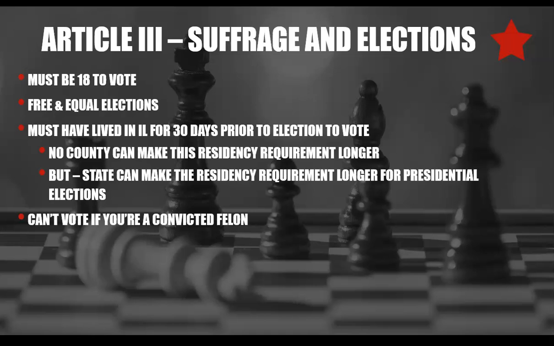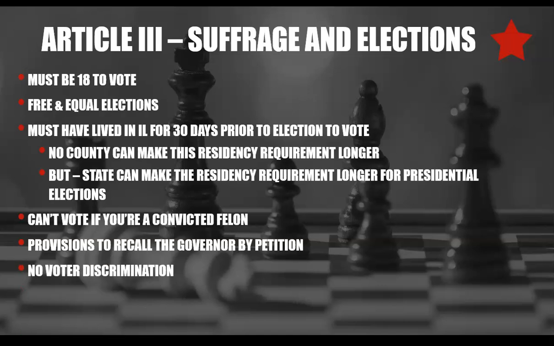You cannot vote if you are a convicted felon. And this section of the Constitution also lays out what would have to happen to recall the governor. Essentially, it would be by a petition that would call for a recall election. Article 3 also outlaws any kind of voter discrimination. So you cannot discriminate the right to vote based on anything. The only people who are not allowed to vote are those who are under 18 and convicted felons in the state of Illinois.